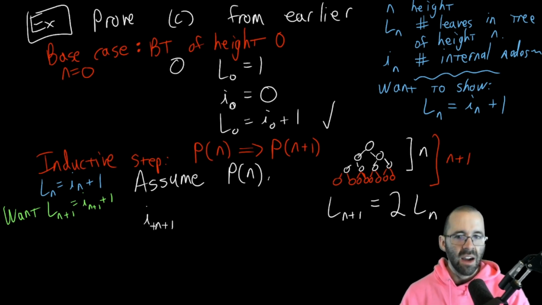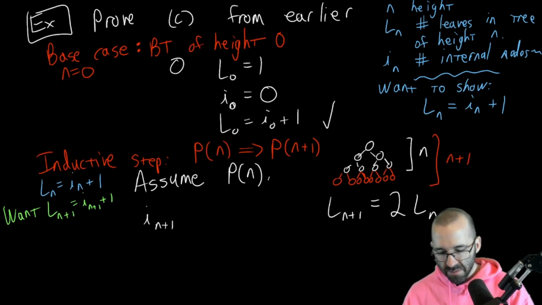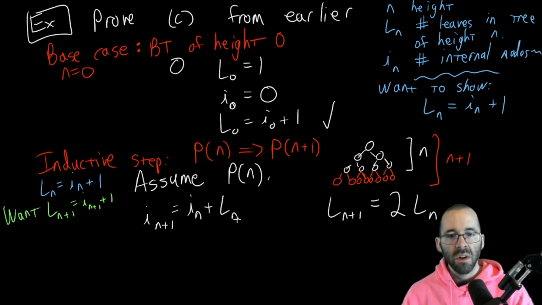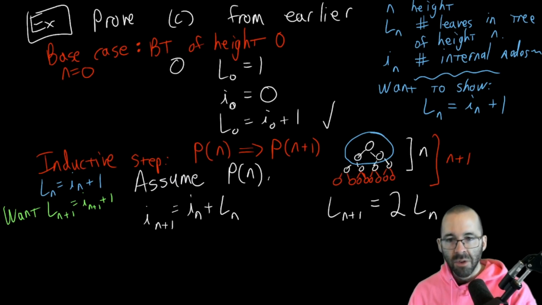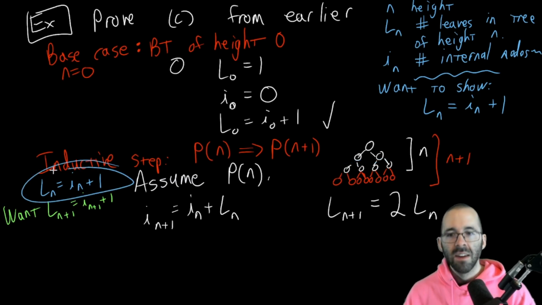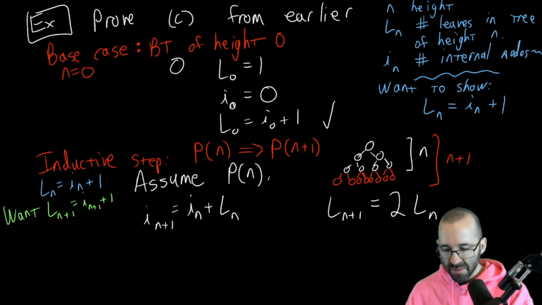So we need to figure out, well, what is the number of internal nodes now? The number of internal nodes was the number of internal nodes that we had before plus the leaves that we had before. Internal nodes is all the whites in this picture. And that was all of the internal nodes from before plus all the leaves from before. And again, it's very helpful to write things in terms of before because that's what we have.